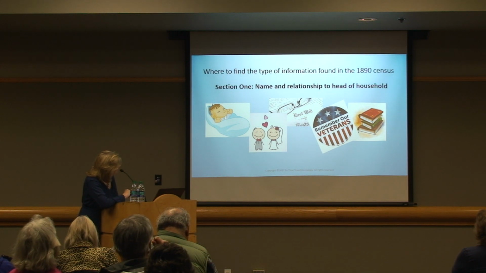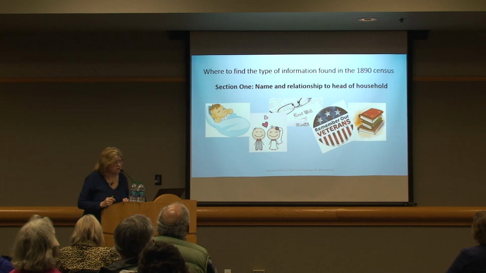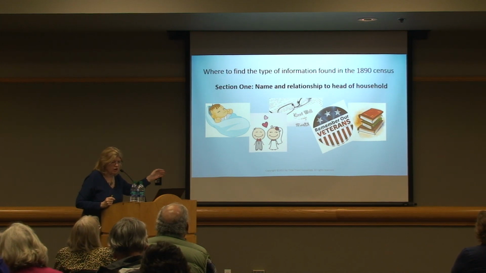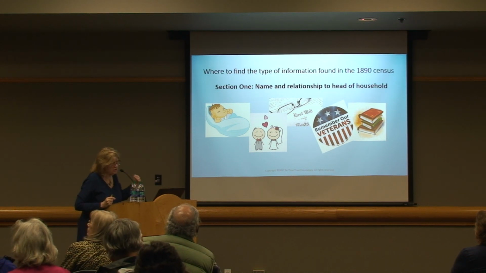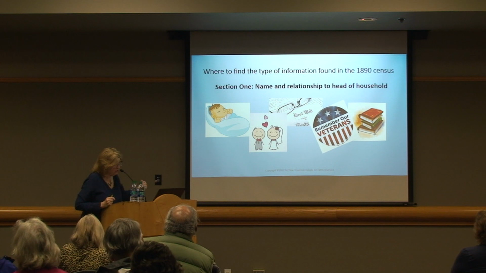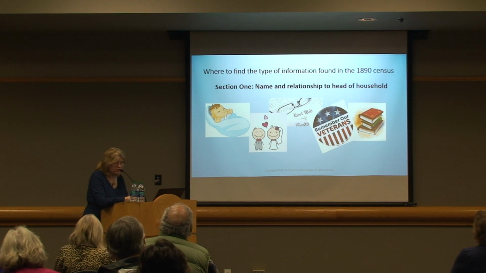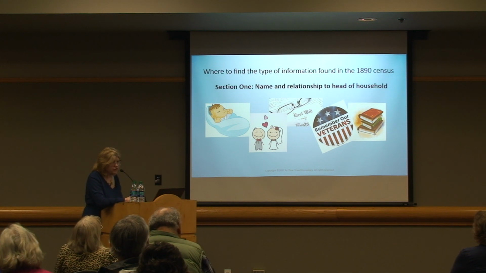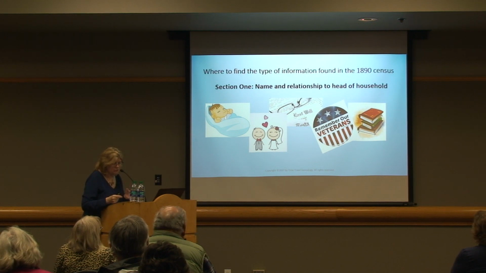Okay, now I'm going to, hopefully briefly, discuss where to find the type of information on the 1890 census. A few slides back, we saw that it was divided into different sections, questions that were asked. Here are options to find information that would have been found in those questions. There are always alternative sources to find the information you need. Now, most of them are fairly obvious, but sometimes we get so focused in on one thing, we forget because we can't see the forest for the trees.